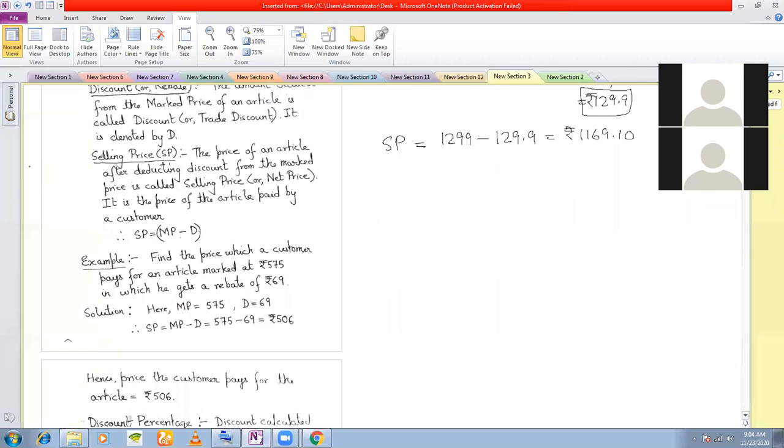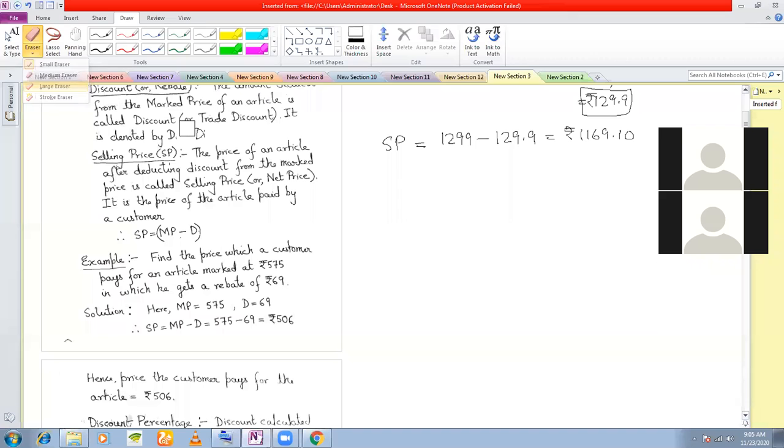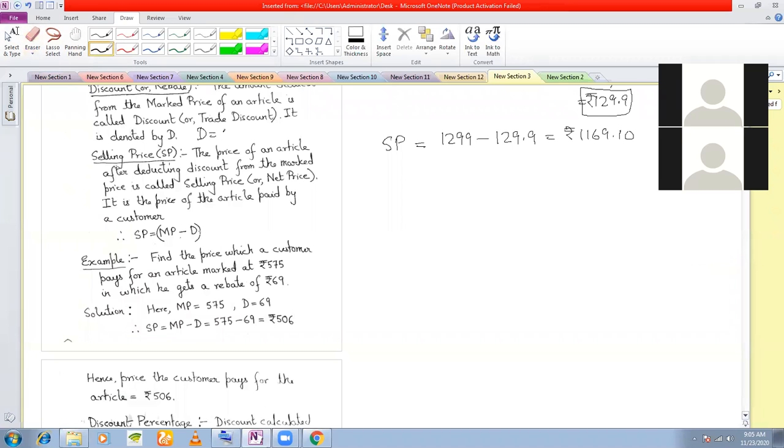Next, as I said, selling price is the price at which the customer is paying, the selling price of the shopkeeper. And discount is a reduction in price, as I told you. And how is the discount calculated? Discount D is mark price minus selling price.